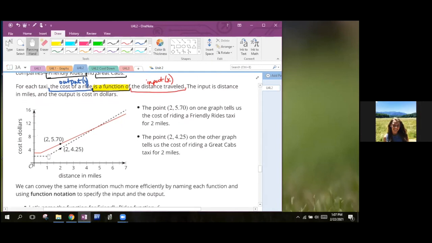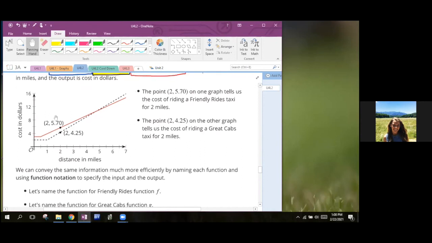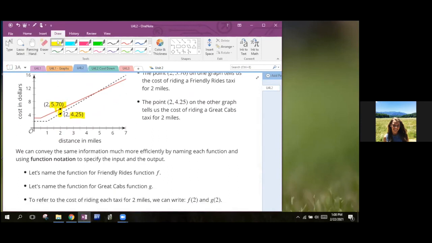Okay, so they've gone ahead and graphed it here for you. You can see that distance is on the X, cost is on the Y, which makes sense because this is saying the cost of the ride is dependent on how far you travel, which we know is true. Okay, so they graphed this point here, both after traveling 2 miles, and you can see one of them is 425 and one of them is 570. So we can convey the same information much more efficiently by naming each function and using function notation to specify the input and the output.